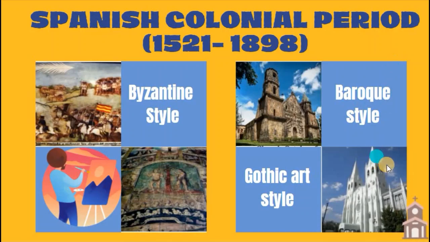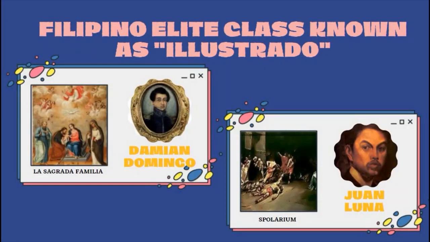And also, we have here the Gothic art style. So, ito naman ay matatagpuan sa San Sebastian Church sa Manila lang. Okay? During the formation of Filipino elite class known as Illustrado, nagkaroon na po tayo ng tinatawag na Philippine Modern Artists. So, itong mga artists na ito ay nag-aral. Okay, nag-aral sila. Kaya sila ay tinatawag ng mga Illustrado.